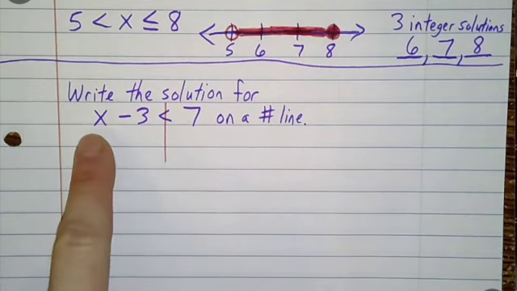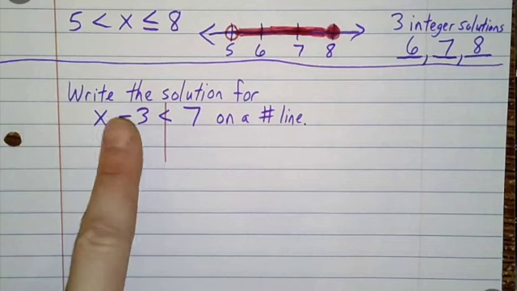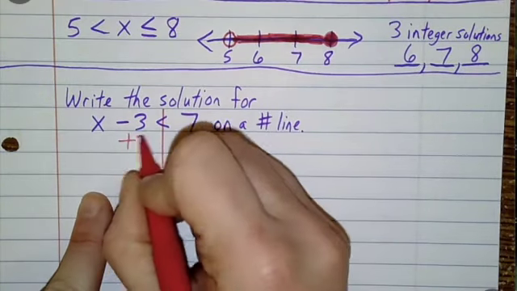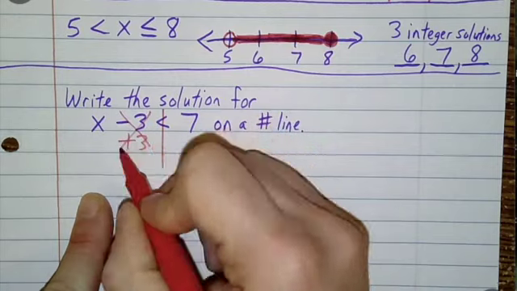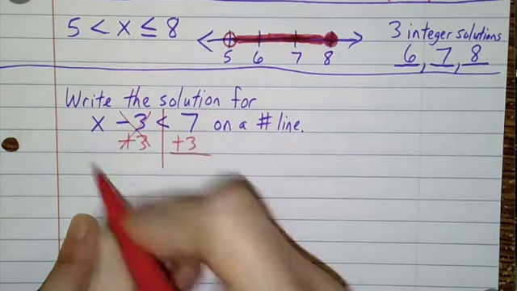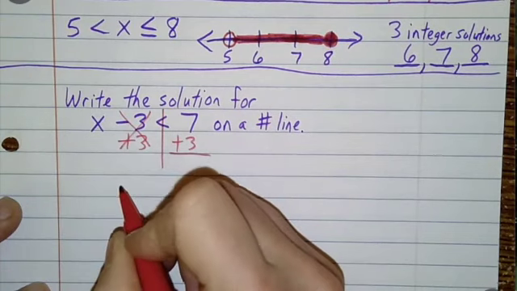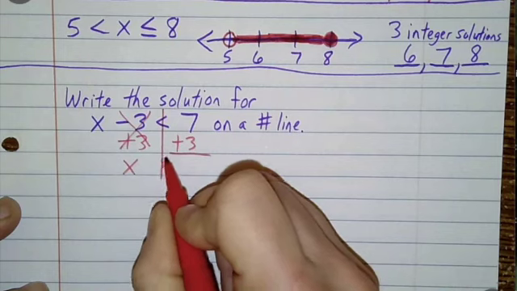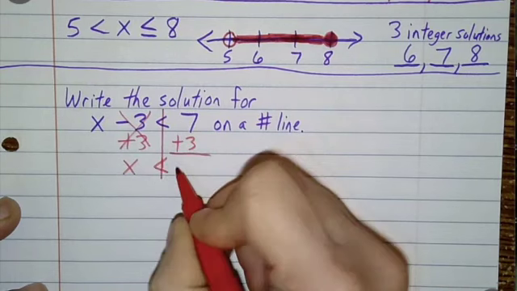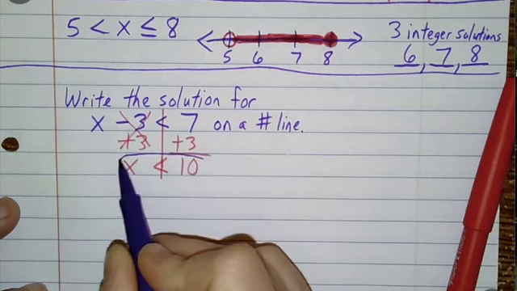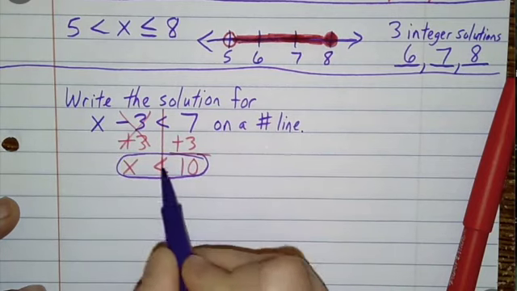How do I get x by itself? How do I get rid of a minus 3? Remember what we did before? We did the opposite inverse and we added 3. So minus 3 plus 3 cancels out, but whatever you do to one side, you have to do to the other. And so that way you get x by itself, which is what you wanted. And then instead of equal to, you have the less than sign. And what's 7 plus 3? You have 10. So here is your inequality. x is less than 10.